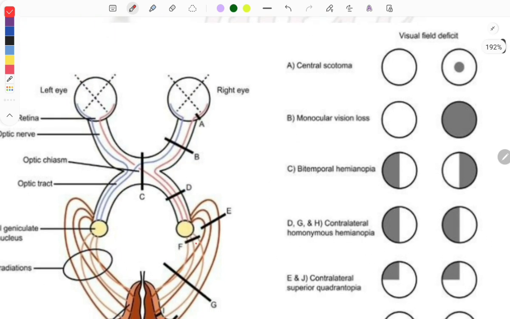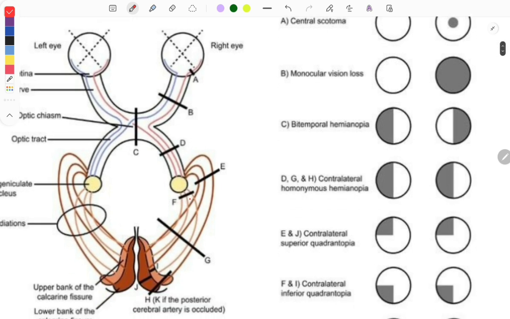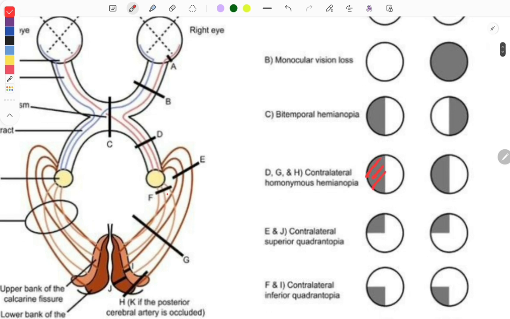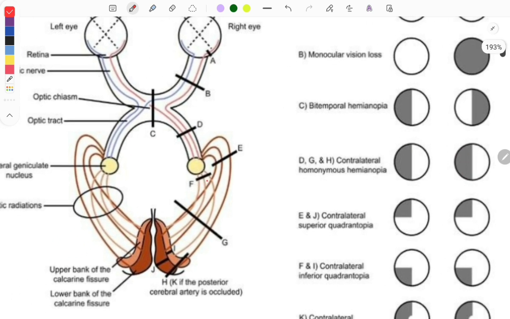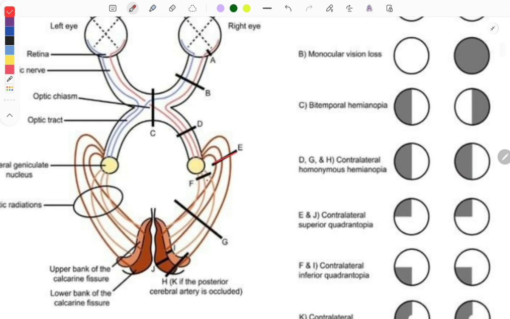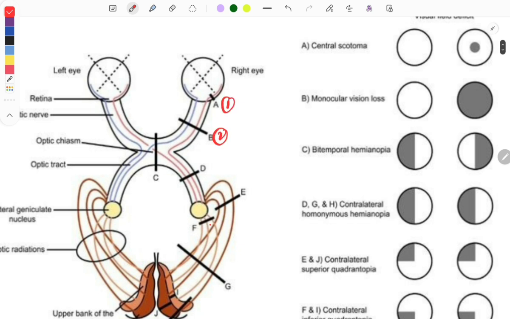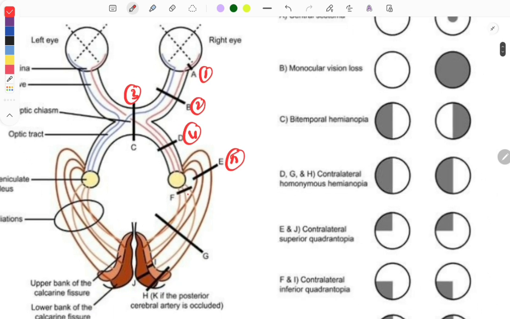Then moving on to D. D is the optic tract, and a lesion in the optic tract will cause contralateral homonymous hemianopia. And in this contralateral homonymous hemianopia, the same side is involved, as you can see here. Okay, then moving on to the structures E and J. These structures, no need to remember, the G, J, I, K, no need to remember these things. Just you need to remember 1, 2, then the third one 3, this one 4, this one 5, and then the sixth one.